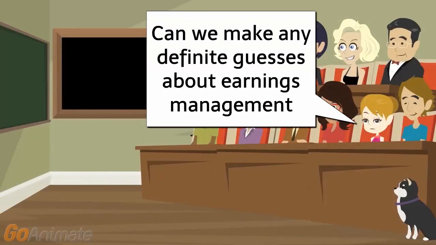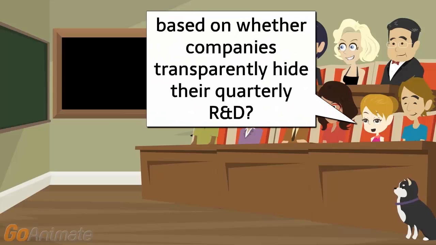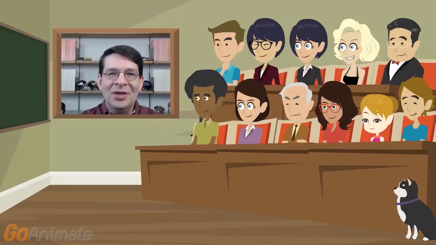Can we make any definite guesses about earnings management based on whether companies transparently disclose their quarterly R&D? Excellent question. I think the big thing that determines whether a company discloses quarterly R&D or not is how important R&D is for the company. So companies where R&D is a huge part of their business, investors will demand the information on a quarterly basis and the companies will provide it. Companies where R&D is not as important, there's not as much demand to see it quarterly and you won't see it.